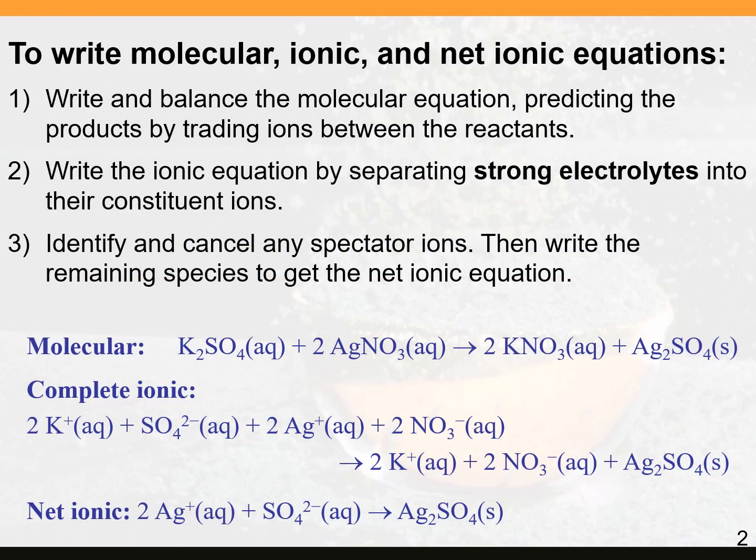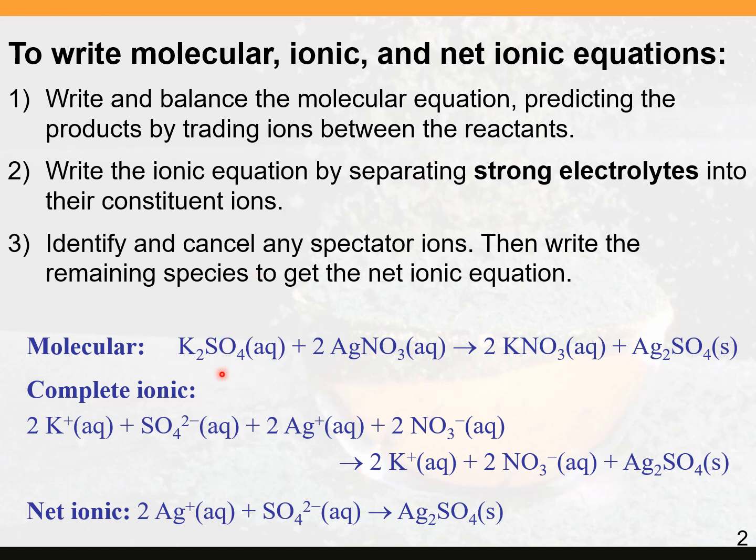To write the molecular, ionic and net ionic equations, start by writing the balanced molecular equation by predicting the products by trading ions between the reactants. For the reaction between potassium sulfate and silver nitrate, the products are potassium nitrate and silver sulfate. Potassium nitrate is soluble, silver sulfate is insoluble, therefore it is the precipitate. Then write the ionic equation by separating the strong electrolytes into their constituent ions.